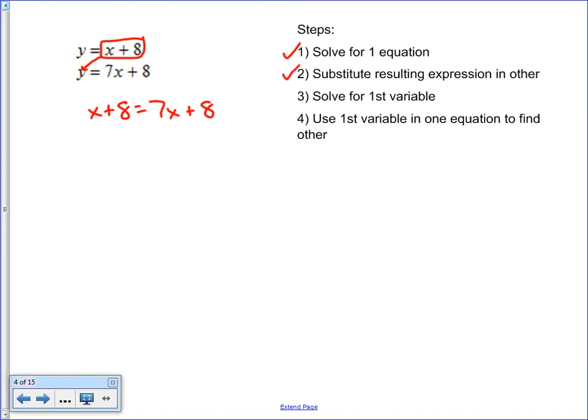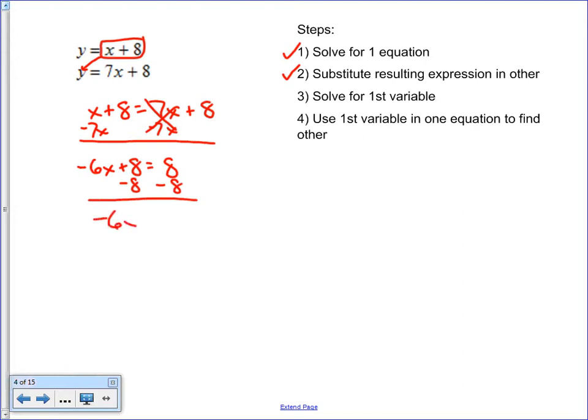So we got that. Solve for the first variable. So get the x's on one side, get the numbers on one side. I like to have the x's on the left side, so let's get rid of the x term on the right side by subtracting 7x on both sides. Gives me a negative 6x plus 8 equals 8. Then we have to subtract 8 from both sides. So I'm just going to have a negative 6x. That will cancel out, and actually these will cancel out, so all I have left on the right side is 0. And then when you divide by negative 6, I get x equals 0.